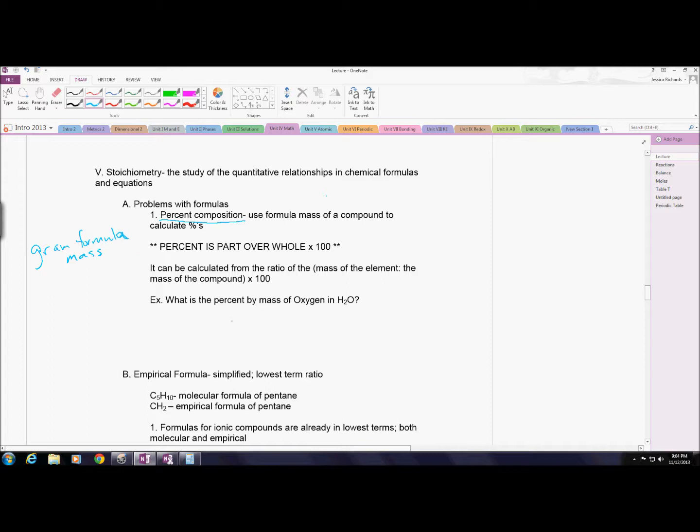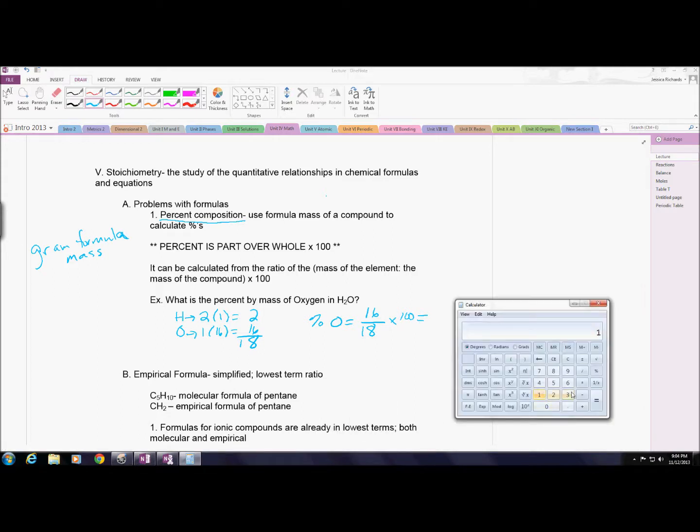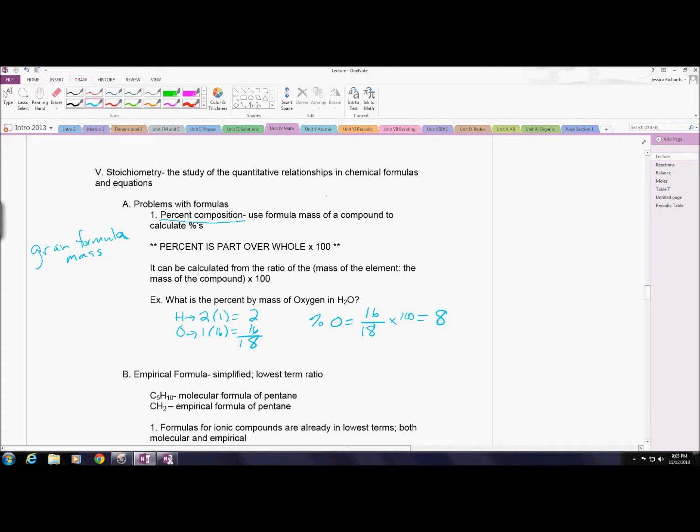So if we're doing the percent by mass of oxygen in water, your first step would be to find water's gram formula mass. So 2 hydrogens and 1 oxygen. Each hydrogen has a mass of 1. Each oxygen has a mass of 16 for a total of 18. If you want to know the percent that's oxygen by mass, you take the part that's oxygen, which is 16, divided by the whole amount, multiply by 100. If we pull up the calculator really quick, 16 divided by 18, and we get 89%.